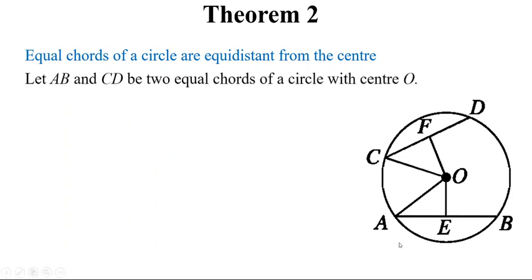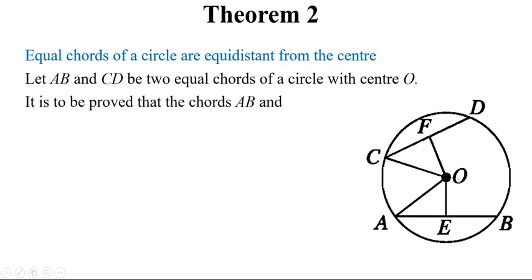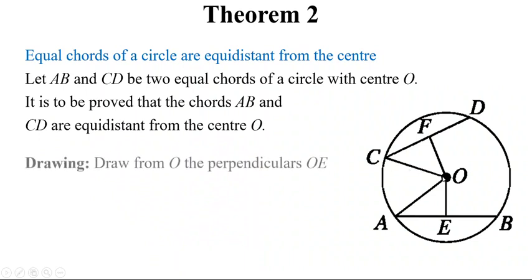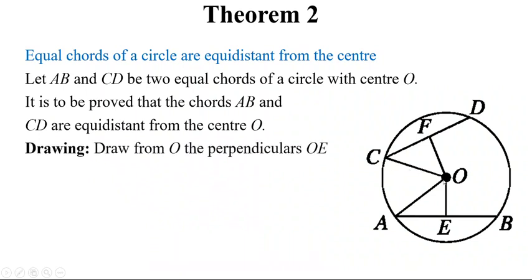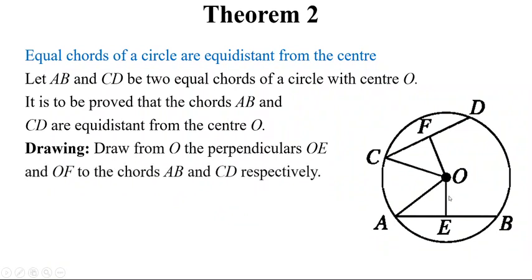Let AB and CD be the two equal chords of a circle with center O. It is to be proved that the chords AB and CD are equidistant from the center O. Drawing: draw from O the perpendiculars OE and OF to the chords AB and CD respectively. Construction: we have to join O, A and O, C.